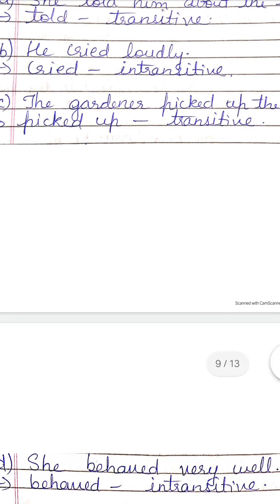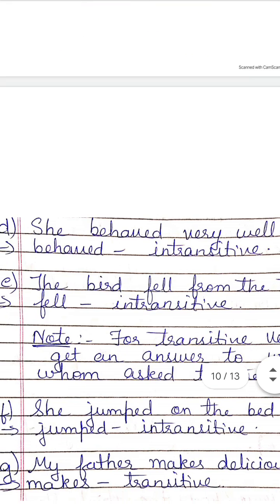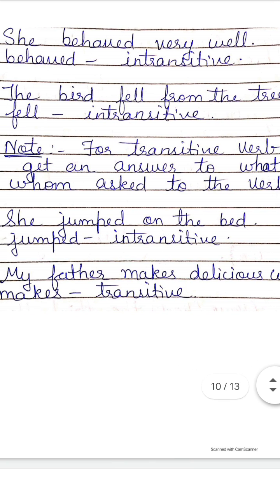The gardener picked up the shovel. The gardener picked up what? The shovel. So picked up is a transitive verb. She behaved very well. She behaved how? It is giving us the answer to the question how. So how doesn't come under transitive. If it's answering how, the verb behaved is intransitive. The bird fell from the tree. So we have to ask, the bird fell from where? So it is telling the place. Again it is intransitive. Fell is intransitive because we are not getting an answer to what or whom.